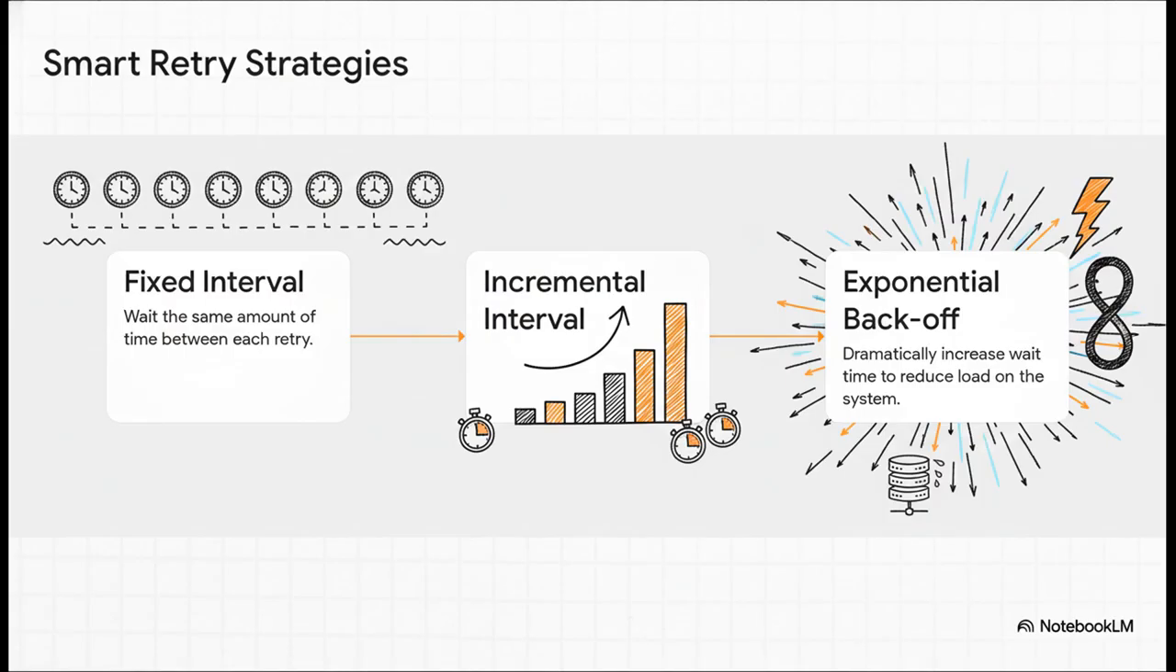To handle these gracefully, your applications can use smart retry strategies. You could use a simple fixed interval, wait 2 seconds between each attempt. An incremental one is a little better, where you wait 2 seconds, then 4, then 6, but the gold standard is exponential backoff, where you dramatically increase the wait time after each failure. This is great because it prevents your application from just hammering a service that might already be struggling.